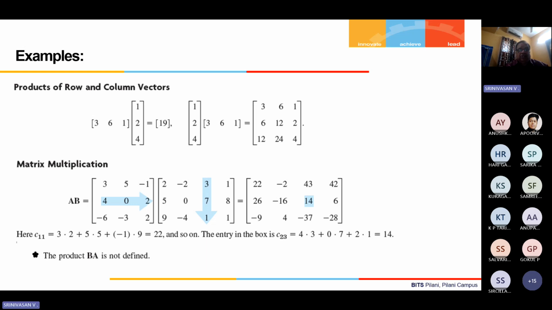How do you get it? Just check. First you fix the first row. Take the first column. 3 into 2, 6, plus 5 into 5, 25, 31, minus 9, 22.